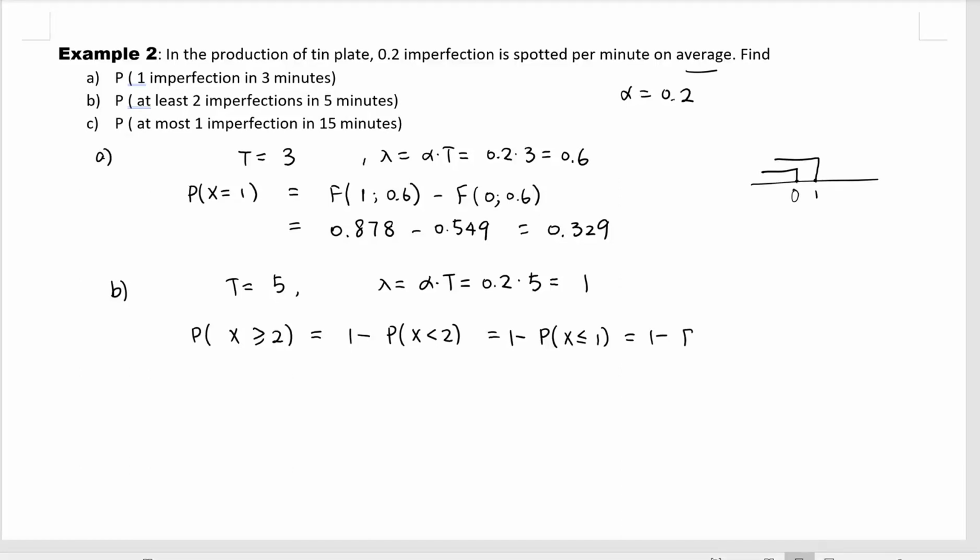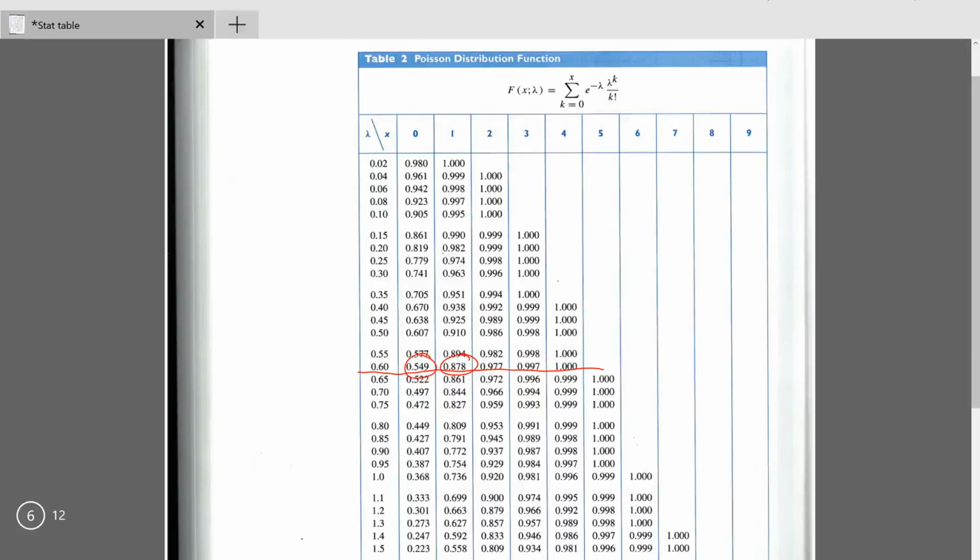Okay, and that is actually f of 1. Our lambda is 1 now, so you cannot pick the value before, like 0.878. No, the number changes because lambda changes. Let's find our table.